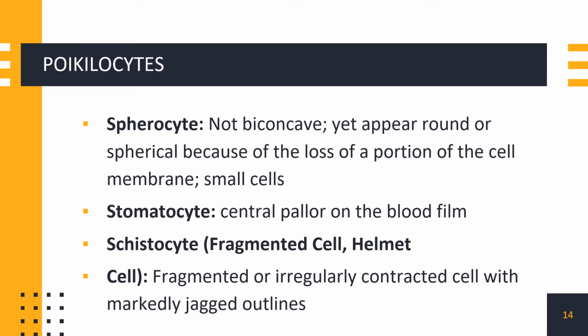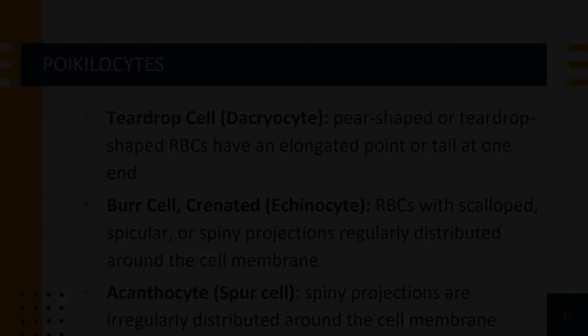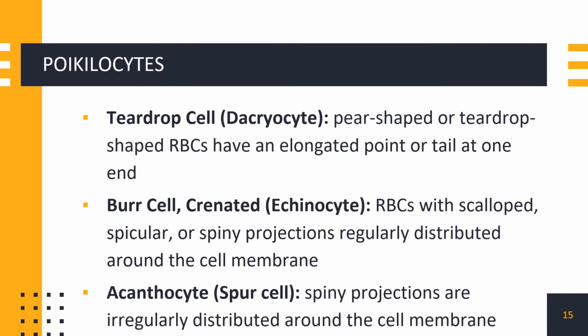Schistocytes, also called as fragmented cells or helmet cells, are fragmented or irregularly contracted red cells with markedly jagged outlines. Moving on, teardrop cells, also called as dacryocytes, are pear-shaped or teardrop-shaped RBCs having an elongated point or tail at one end.